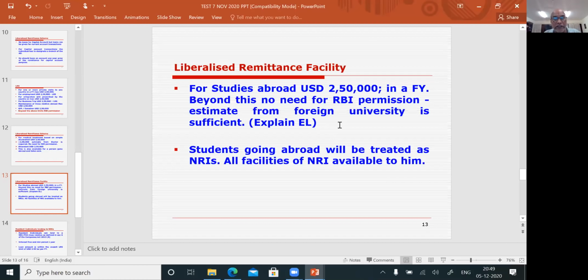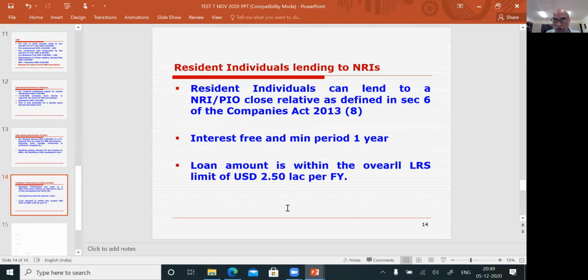Now LRS I explained, and Indian students who have gone abroad for studies will be treated as non-resident Indians, and all benefits of the NRI are available to the Indian students who have gone abroad for studies also.